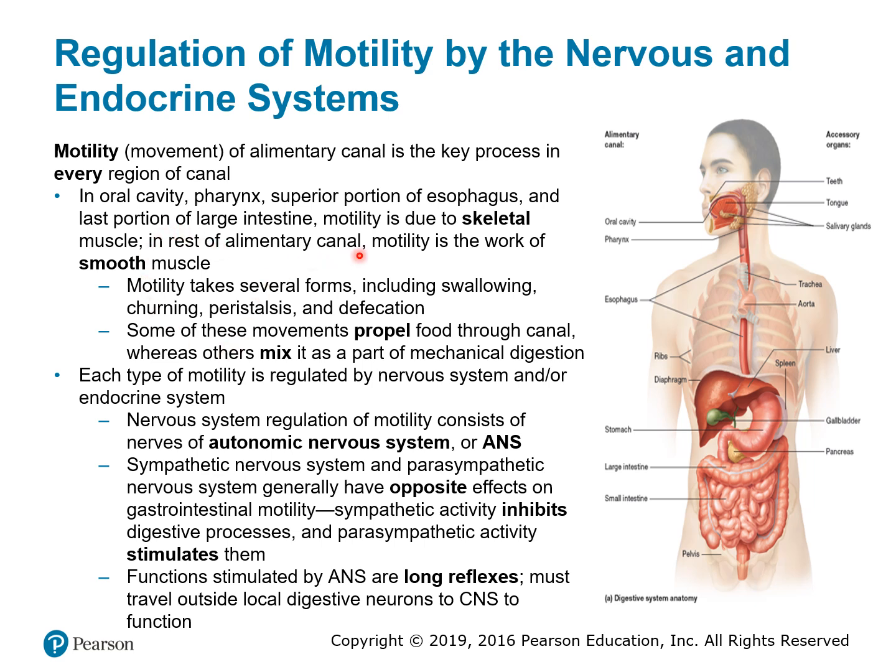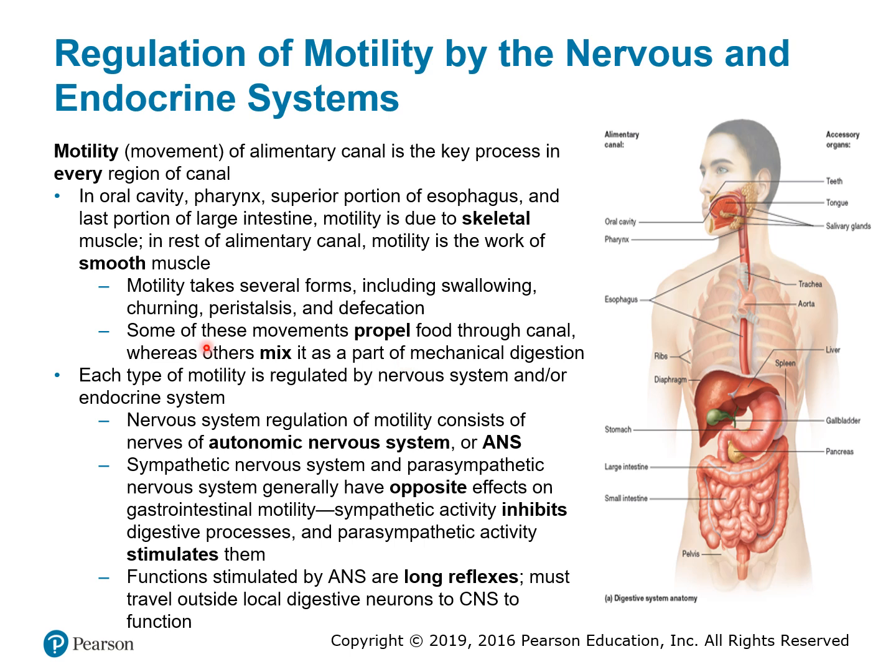Now, motility is going to help with swallowing, churning, which is like the rotation of some food, peristalsis, which is a propulsion, and defecation, which is expelling feces out of the system. These movements include preparing the food in the canal, mixing, and mechanical digestion. So any type of motility that deals with digestion is considered movement.